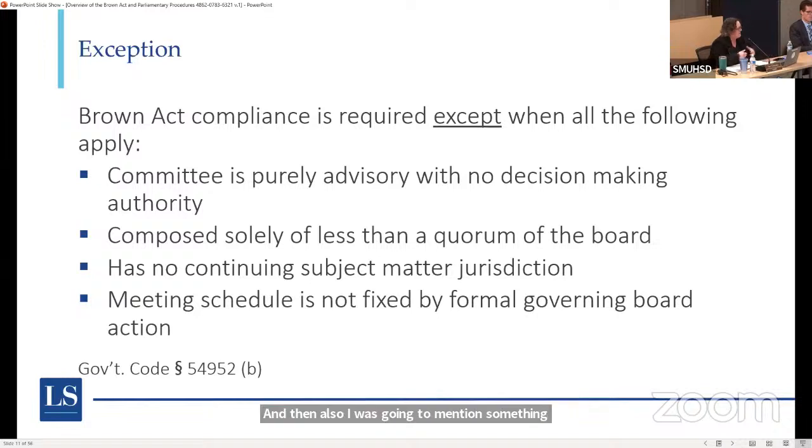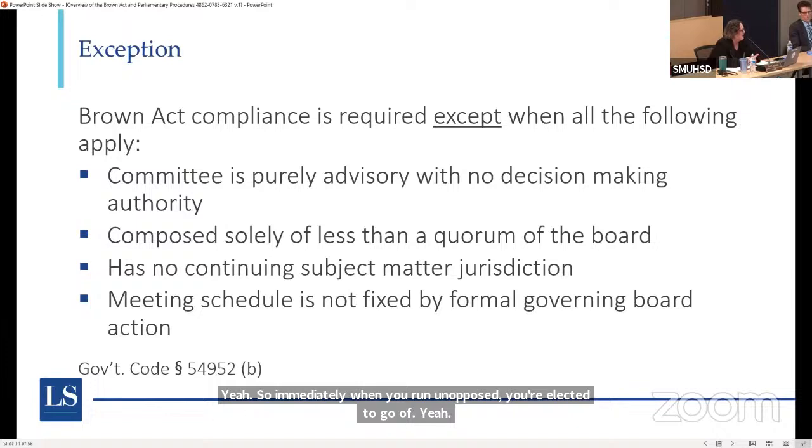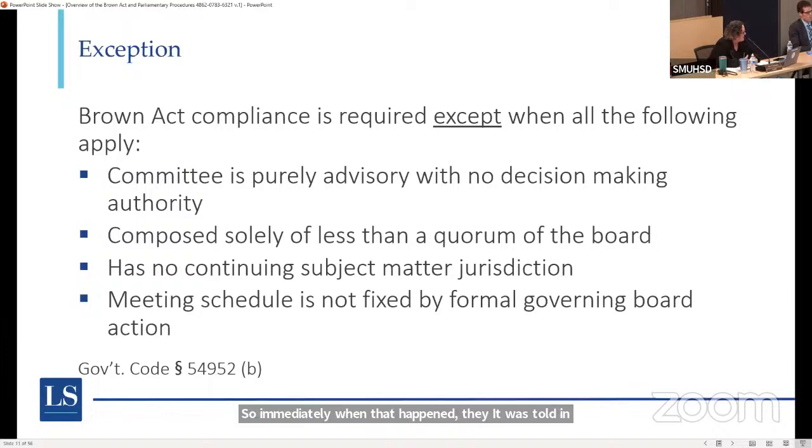And then also I was going to mention, the 2 years prior to joining this board for San Mateo Union High School District, I was on the Capuchino High School School Site Council as a parent. Then immediately when I became elected, they call it elected in lieu of election, when you run unopposed. So immediately when that happened, I was told, and rightly so, that I can still attend the school site council meetings, but I'm no longer a voting member because we're making recommendations.